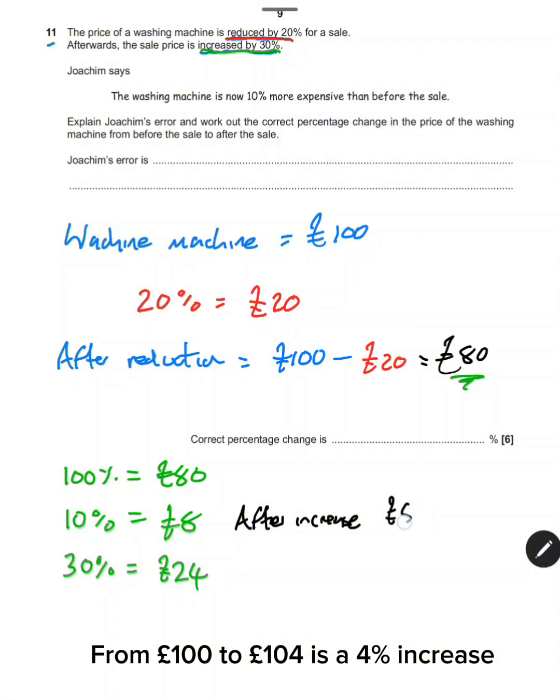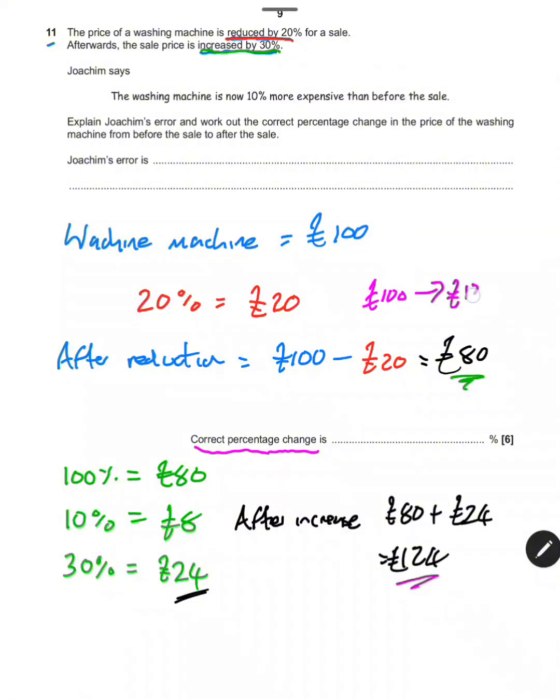So after the increase, we've got £80 plus £24, and that comes to £124. And because we chose £100, we've got some really nice maths that allows us to find the correct percentage change. We went from £100 to £124, and that is simply a 24% increase.